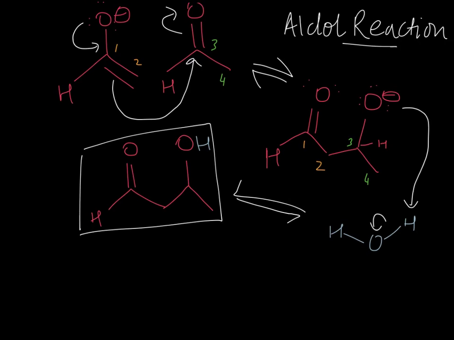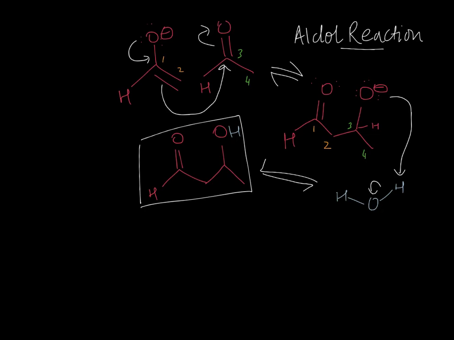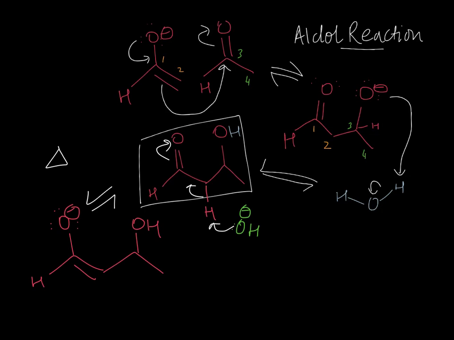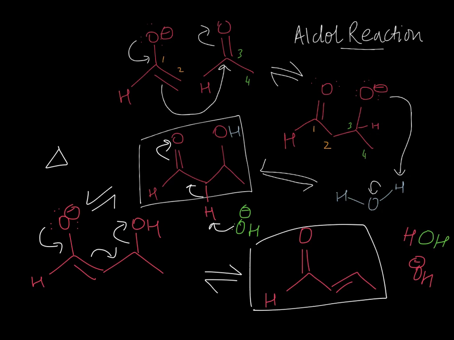And now if and only if you have heat present, which is shown with a delta symbol, you can actually go one step further. If you notice, you have another alpha hydrogen here, and that can be taken off by a base to form another enolate. Now that other enolate can actually react again by pushing its electrons down, but it can actually kick off this leaving group and give you this final product.